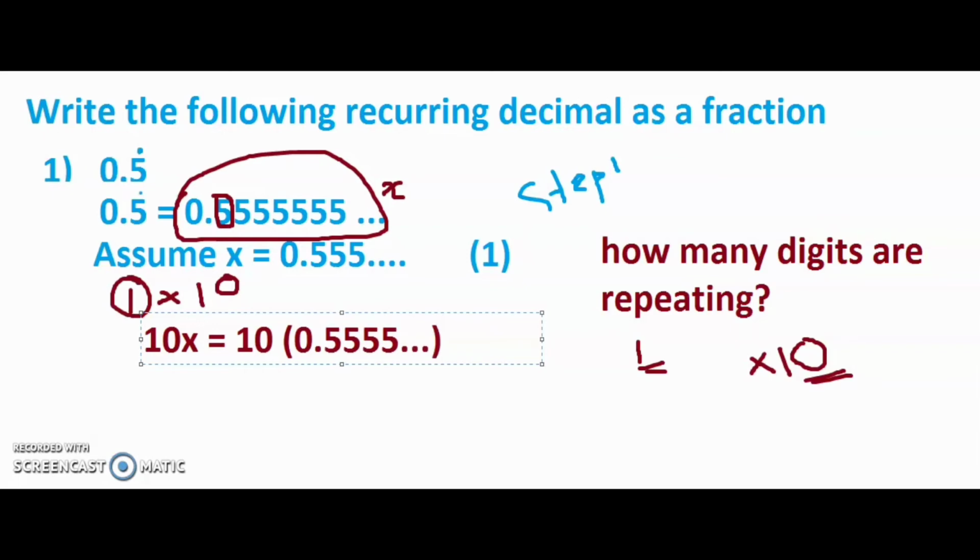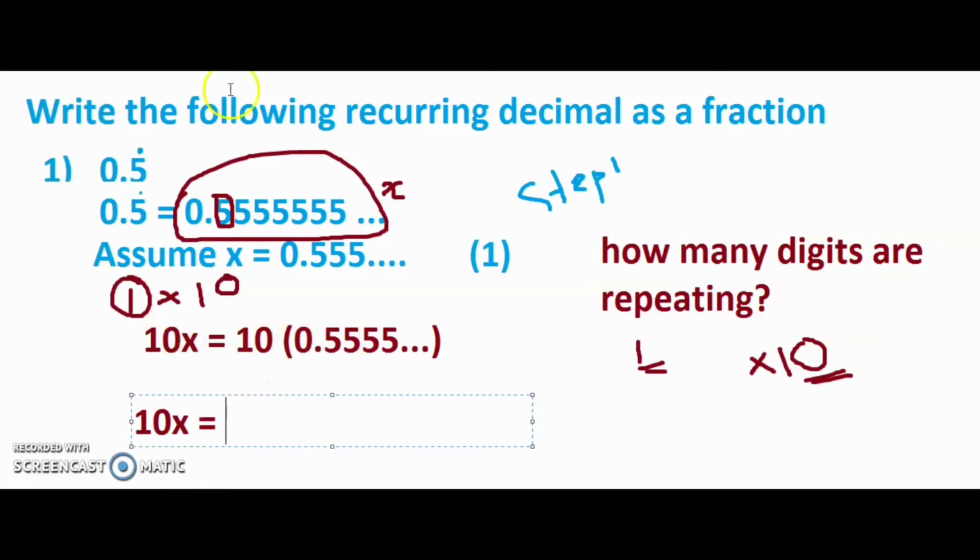So what will be the next step? We get 10x is equal to... When you multiply a number with 10, you know the decimal moves one place to the right. So the decimal point moves one place to the right side, and the result becomes 5.555, etc. Did you get what is meant by that?